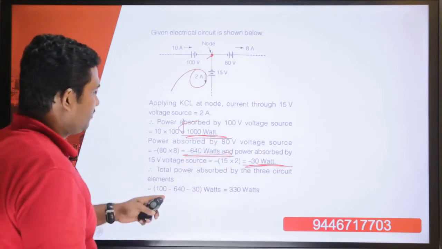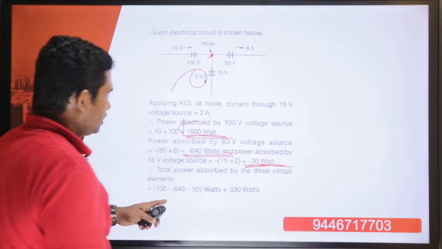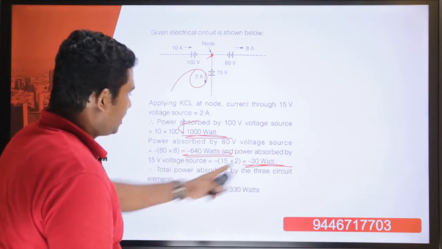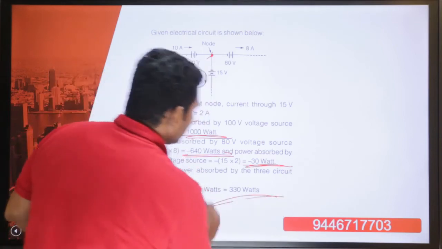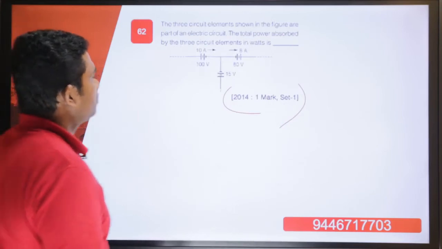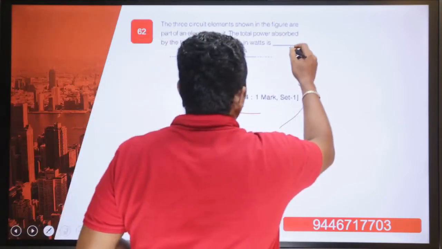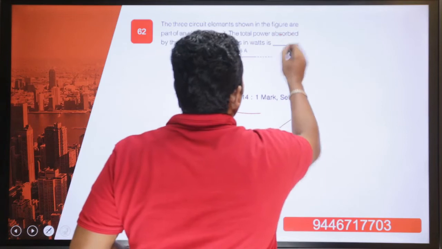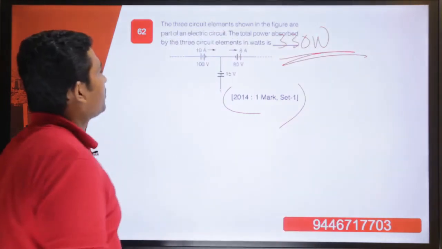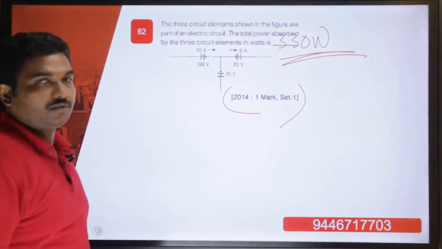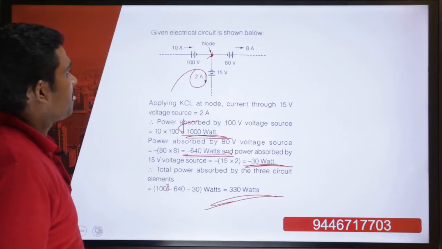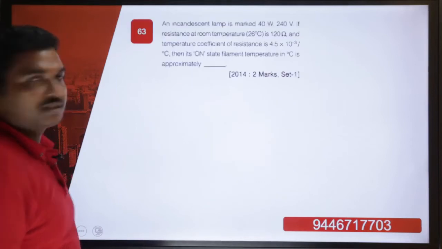So what is the total power? The total power is 1000 minus 640 minus 30, which will be equal to 330 watts. So this is a fill-up type numerical question. What is our answer? Our answer is 330 watts. The total power absorbed by the three circuit elements in watts is what is asked, and the answer is 330 watts.